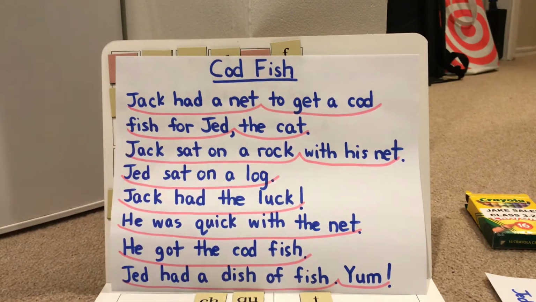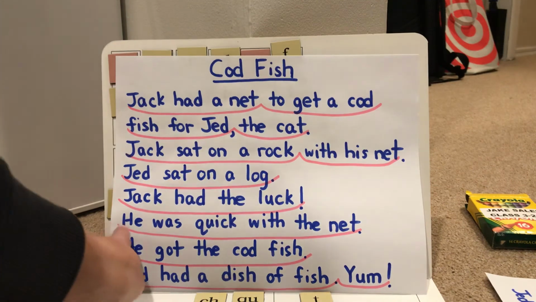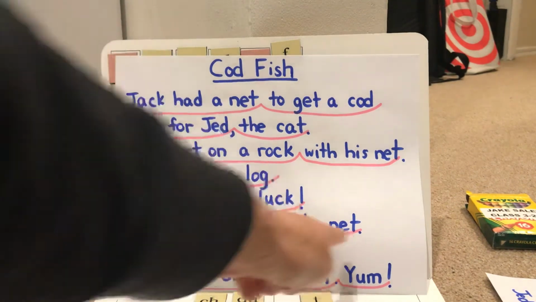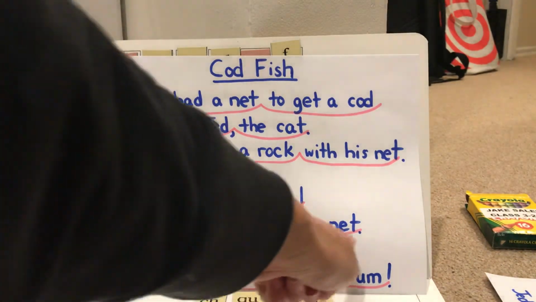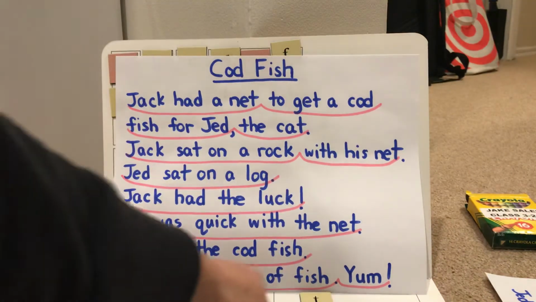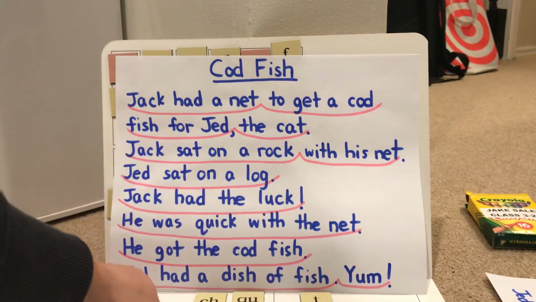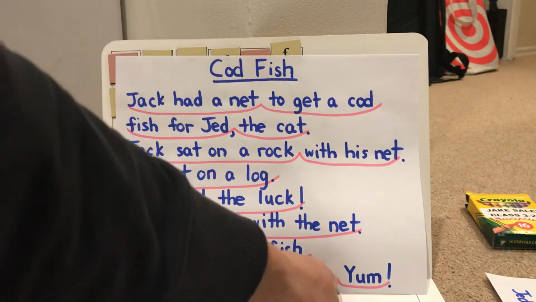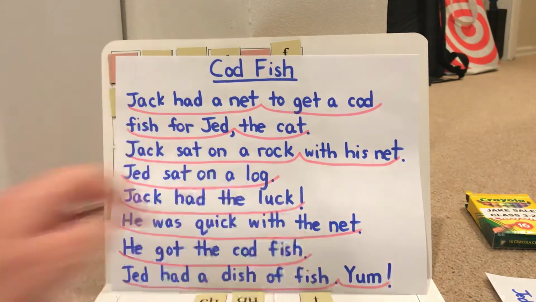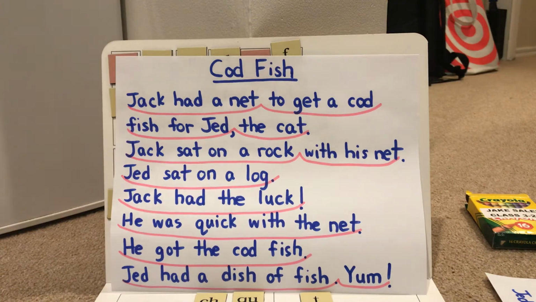Right, and if you notice, there's an exclamation mark there, so I'm going to read that sentence with some excitement. He was quick with the net. He got the codfish. Jed had a dish of fish. Yum! And what do you see there after yum? That's right, you see another exclamation point.